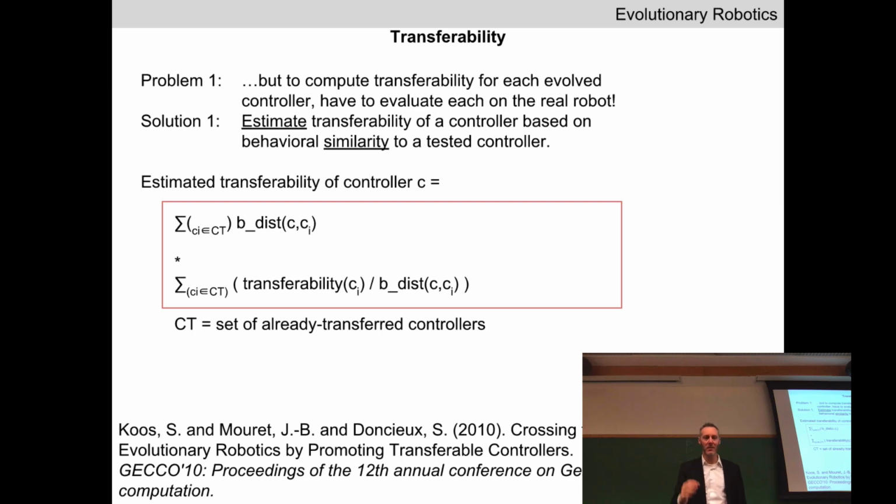Right? So I'm going to sum up over all the CIs in CT, and that's going to give me a single number. And a big number means I predict that I'm going to transfer well. C is going to transfer well from simulation to reality. If the weighted sum is low, the prediction is that that particular C is not going to transfer well from simulation to reality. Okay. Remember that we have a population of Cs.